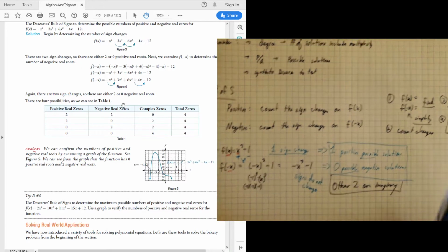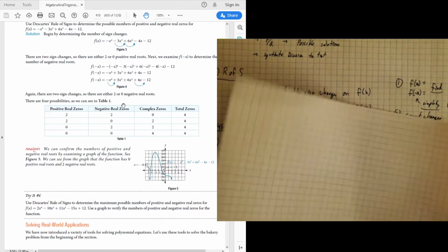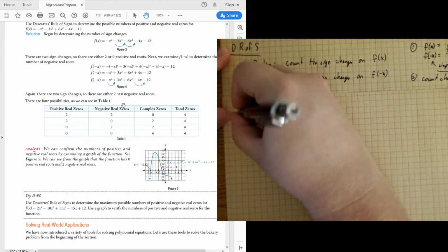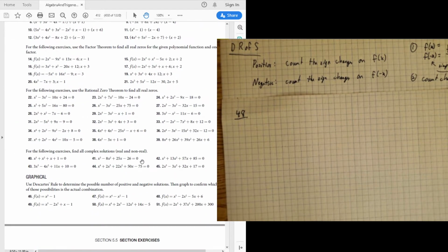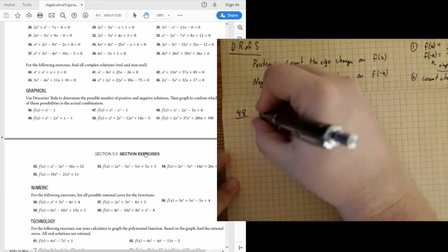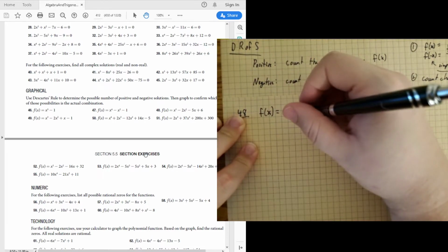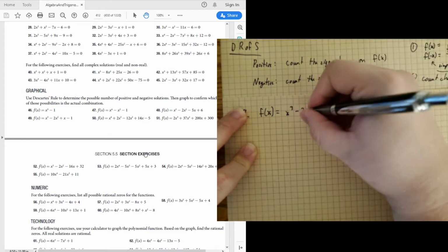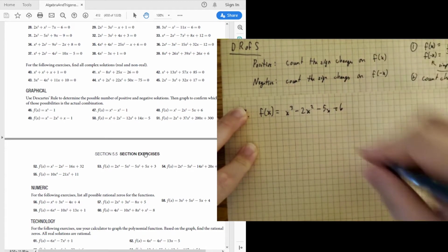Okay, let's look at 48 now. And we'll go through the same process here. I'm going to save myself some paper here and go ahead and do 48. Scrolling down, and I might even do 52 just to get you another one to practice on. Okay, 48. We have f of x equals x cubed minus 2x squared minus 5x plus 6.